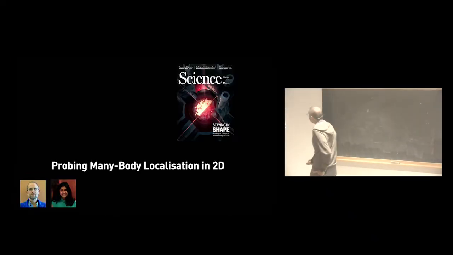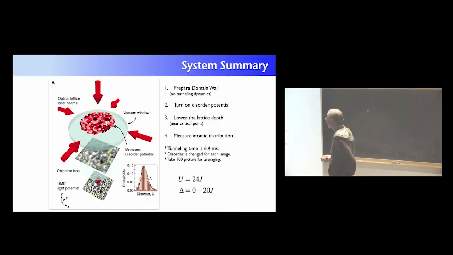All right, let me go to the 2D case, which is much more contentious, I would say, but let me just show you how we do the experiments. In our case, we don't use a speckle pattern. We actually use a disorder pattern that we can project onto the atoms through this digital mirror device that I showed you in the lecture yesterday.